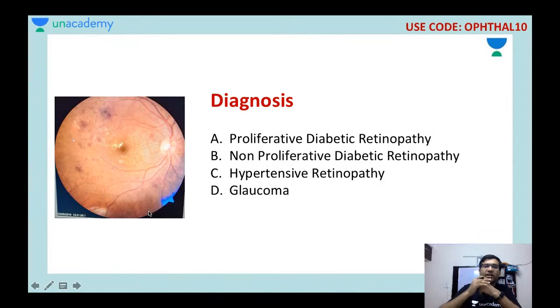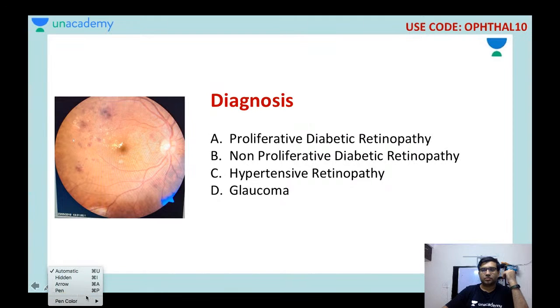Chalo, let's move to our next question. What is the diagnosis here? In this picture, what you are seeing is some hard exudates near the macula. You are seeing some deep-seated hemorrhages around the retina as well. Okay, this is a patient who is suffering from... very good. So this is a non-proliferative diabetic retinopathy.